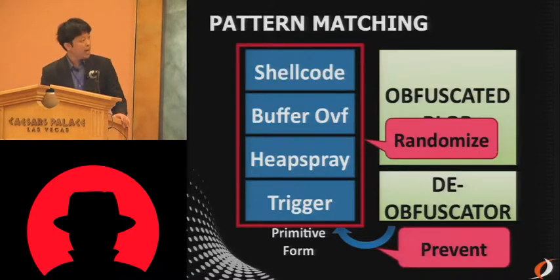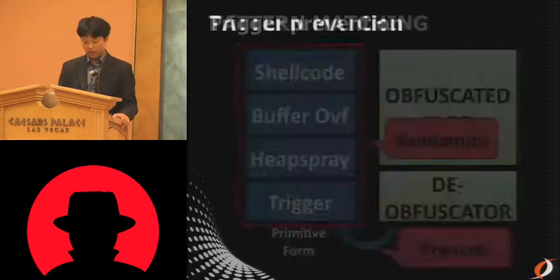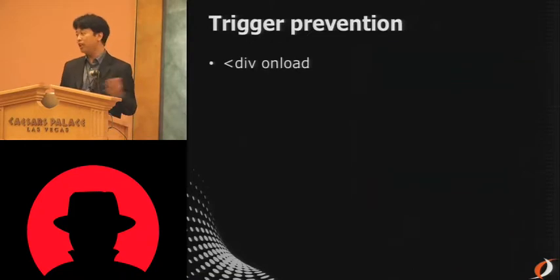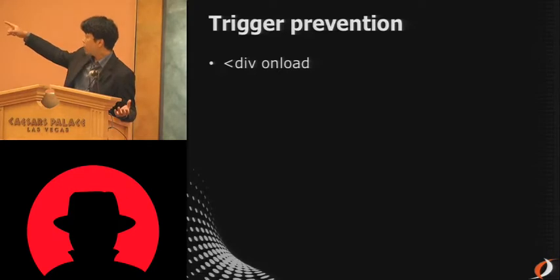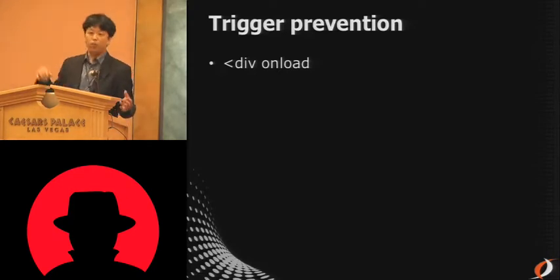Okay, and now to the latter part, which is trigger prevention. These are just some techniques, but they work very well. Div unload: setting your trigger function in div unload. Why that works is that a lot of automated detection engines use JavaScript engines such as SpiderMonkey or Rhino that do not implement the DOM. And so when you're setting div unload without the DOM, it's not going to trigger.